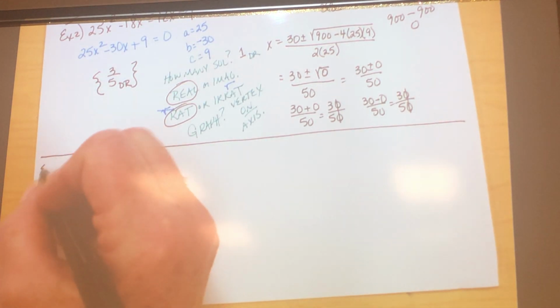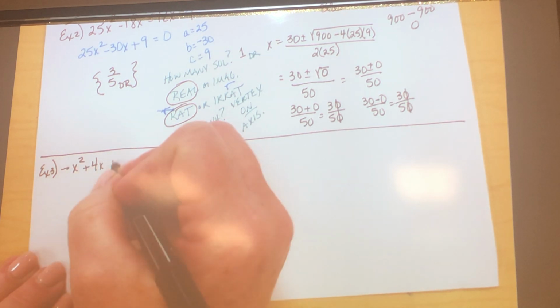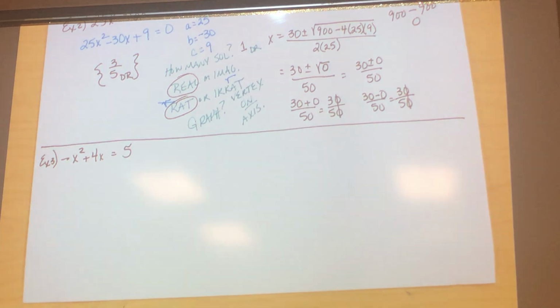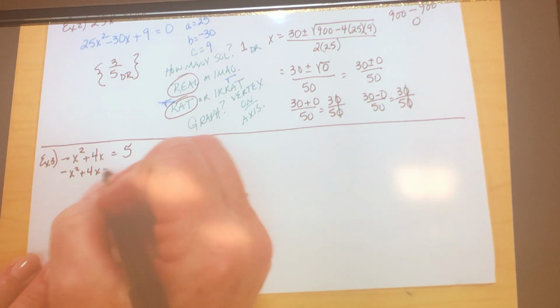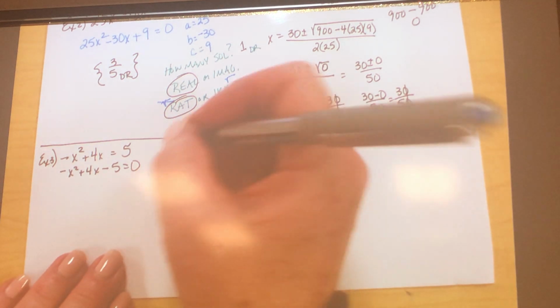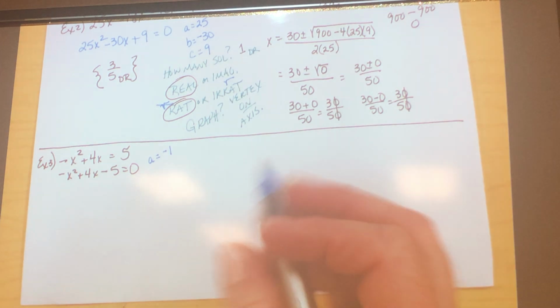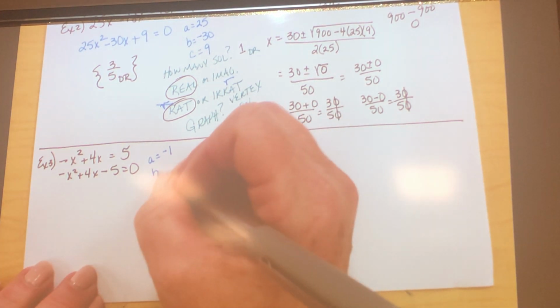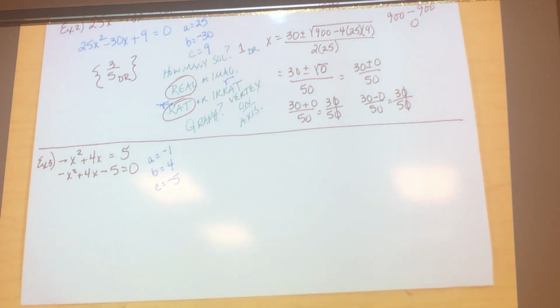All right, so example 3. Negative x squared plus 4x equals 5. Tell me what to do. Yeah, I'm going to subtract 5. Move my 5 over, however you like to think about it. I don't really care. So negative x squared plus 4x minus 5 equals 0. Okay? So, tell me, what is A? Negative 1. Be careful with that. Don't put down some kind of crazy x squared or something. What's B? 4. And what's C? -5.